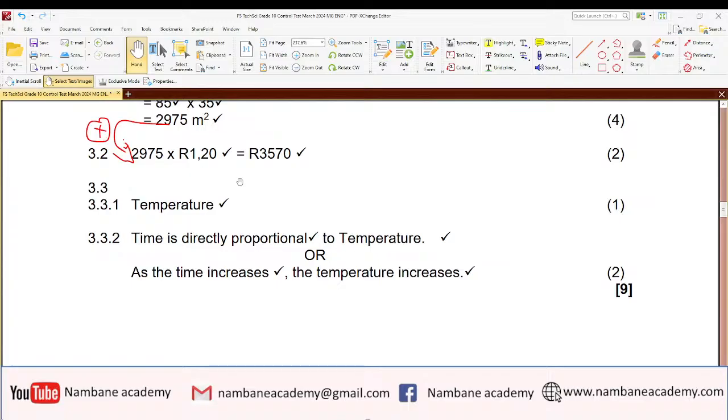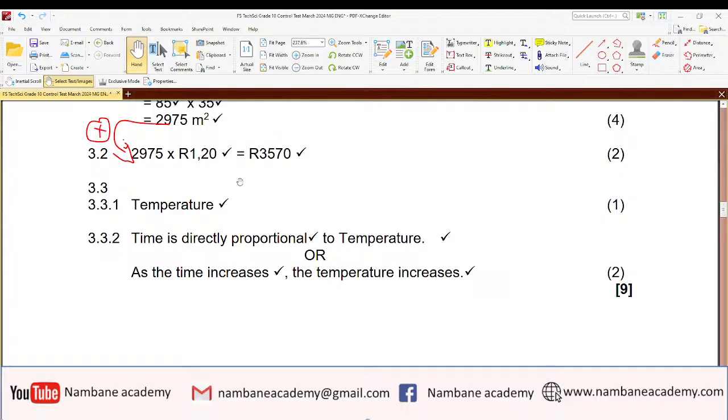What is the relationship between time and temperature? Time is directly proportional to temperature. For time is directly proportional 1 mark. It's part marking, ladies and gentlemen. To temperature is now another mark. As the time increases 1 mark, the temperature also increases 1 mark.